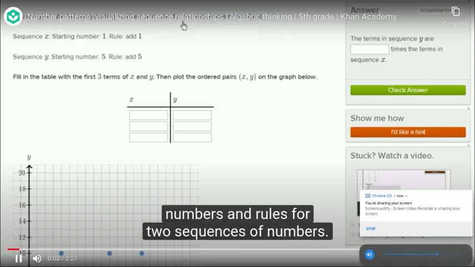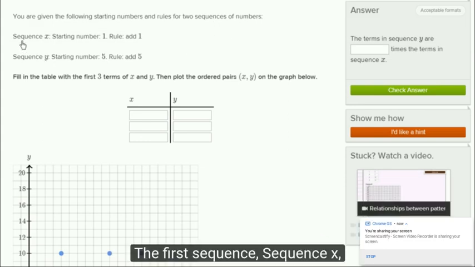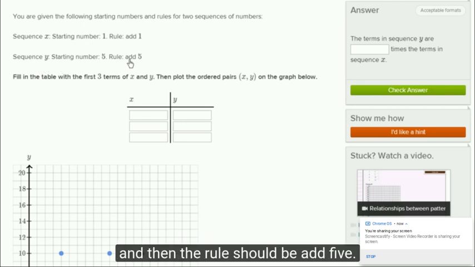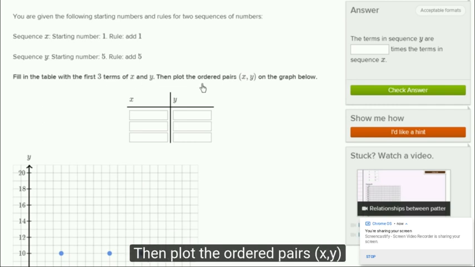Starting numbers and rules for two sequences of numbers. The first sequence, sequence X, starting number should be 1, and then the rule is add 1. Sequence Y, starting number should be 5, and then the rule should be add 5. Fill in the table with the first three terms of X and Y. Then plot the ordered pairs X comma Y on the graph below.